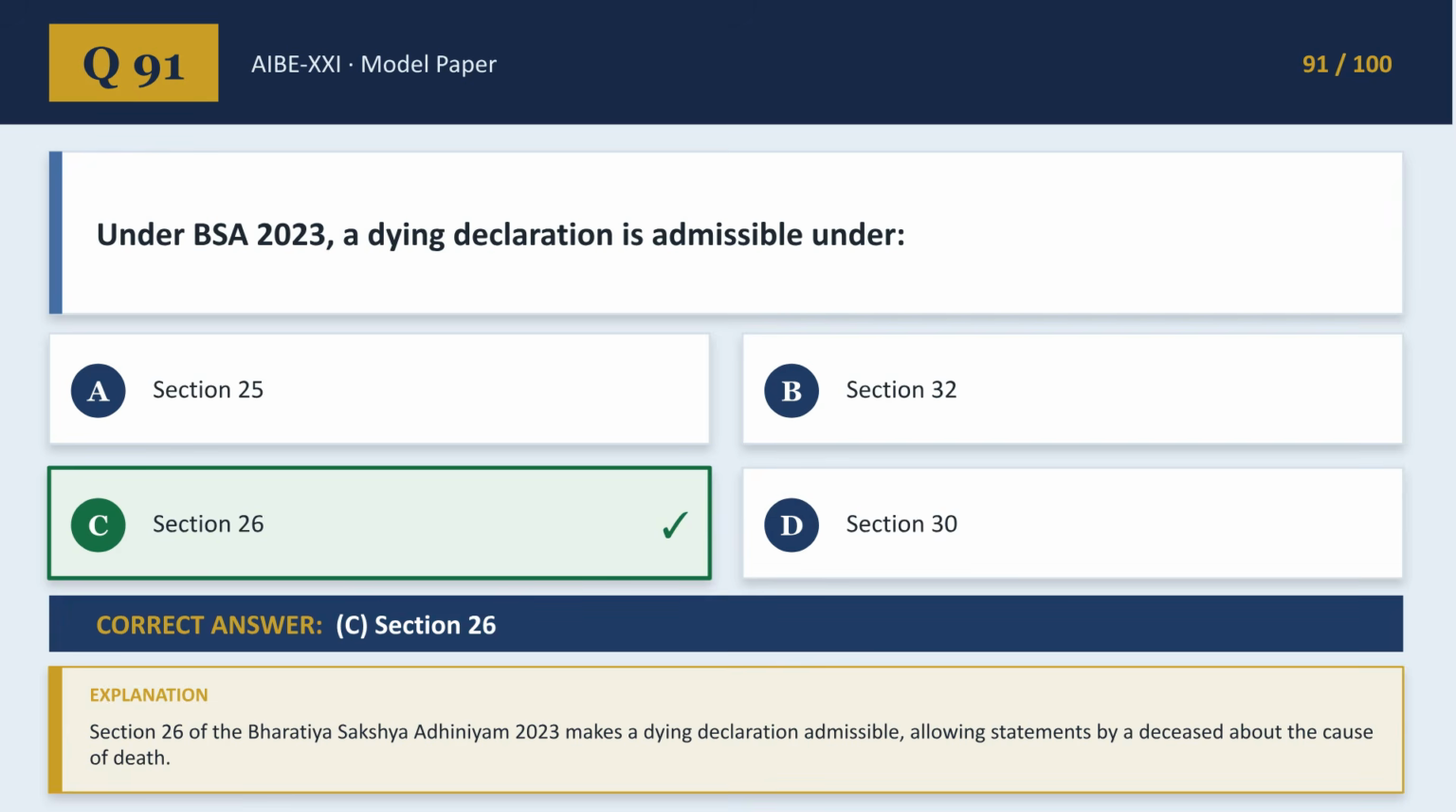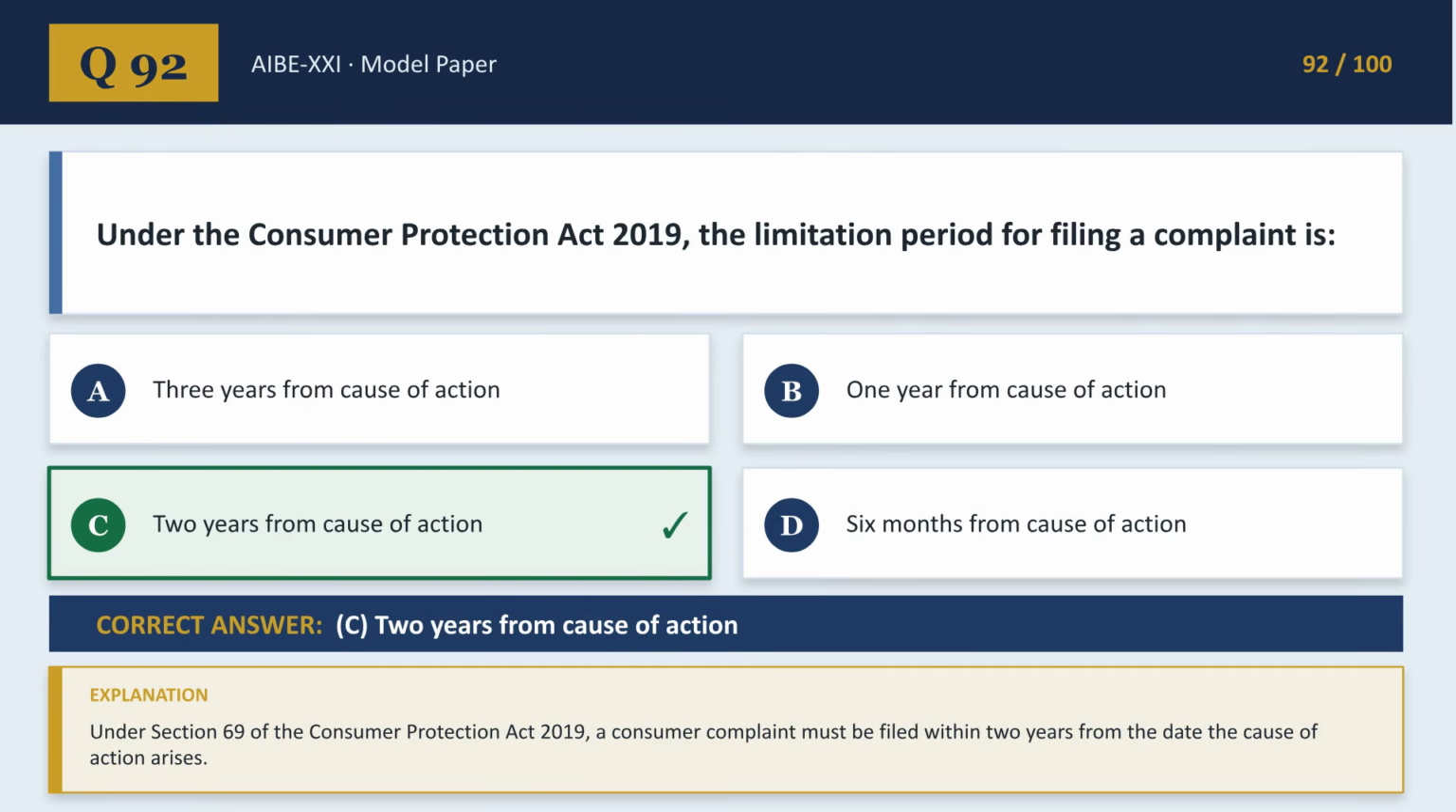Under the Bharatiya Saksha Adhiniyam 2023, a dying declaration is admissible under Section 26. This section allows statements by a deceased about the cause of death to be admitted as evidence. According to the Consumer Protection Act 2019, the limitation period for filing a complaint is 2 years from the date the cause of action arises, as specified in Section 69.